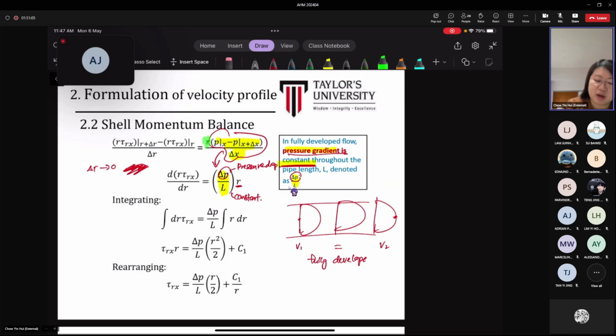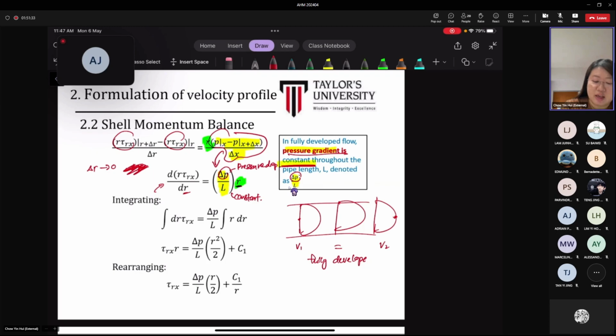This is the part that students always miss out, forgetting to carry the R over to the next step, right? So it's a variable, so we'll need to integrate it. As for the left hand side, you can see here that it then reduces to the differential of r tau rx with respect to the radius.